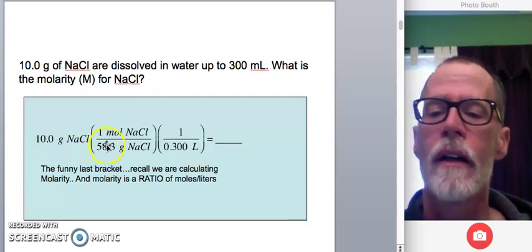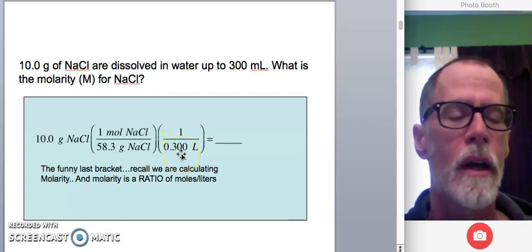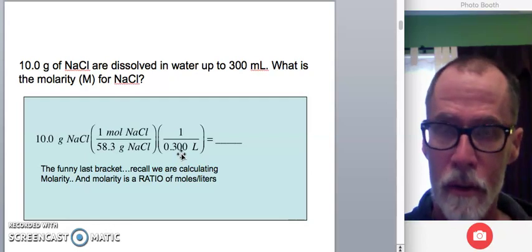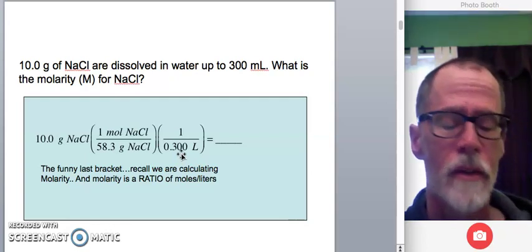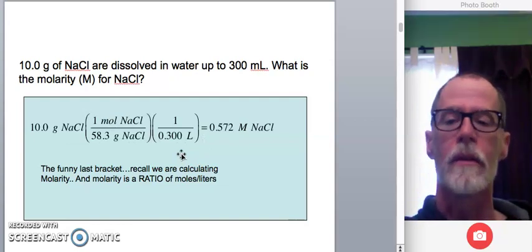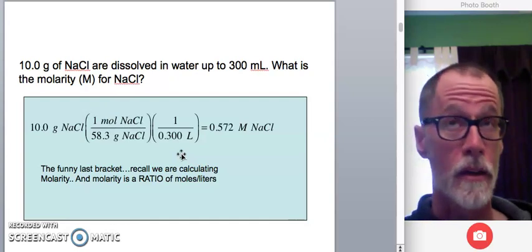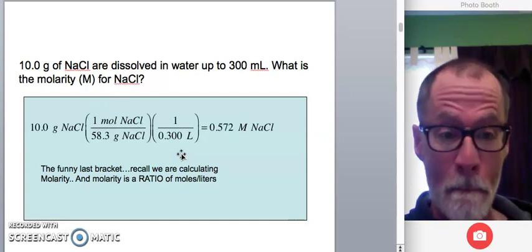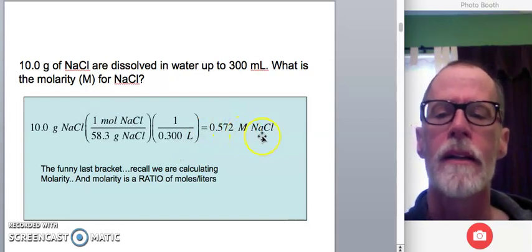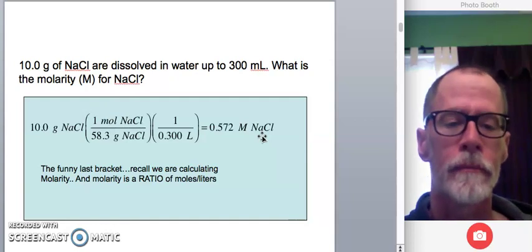Note that I turned the 300 milliliters to liters on the fly. We'll be doing that a lot. You can divide by 1,000 and convince yourself. There it is: 0.572, three in, three out with a round. Now the units for molarity are M, so that's how we actually do this. I will write an M and NaCl. There you go, we did it.